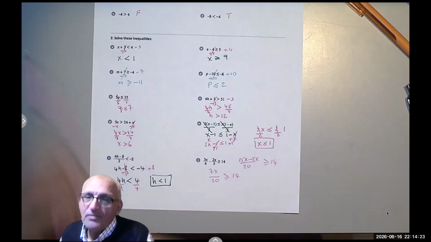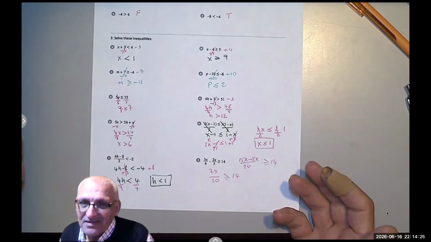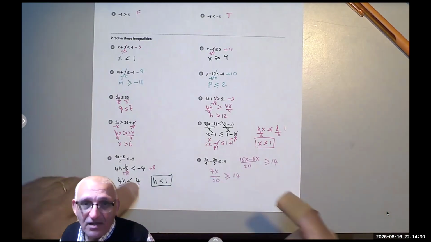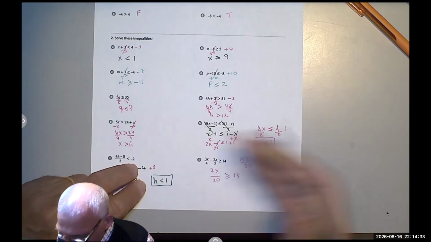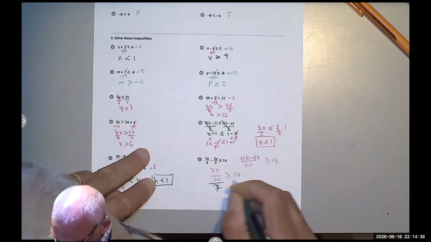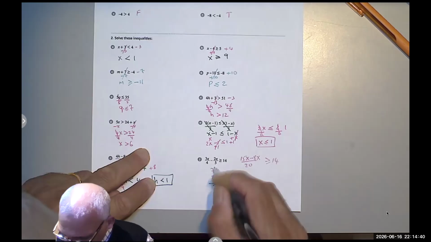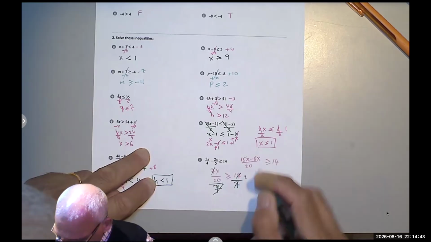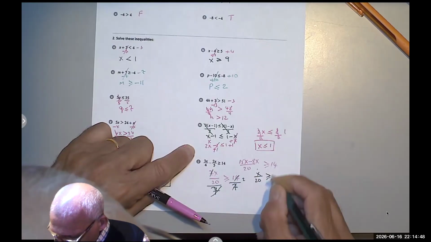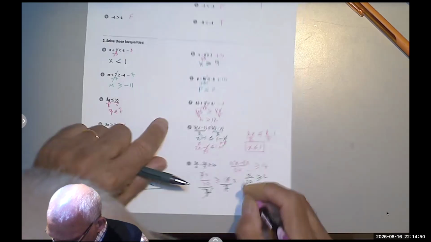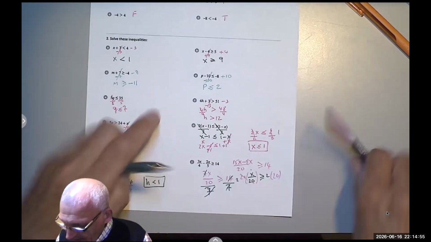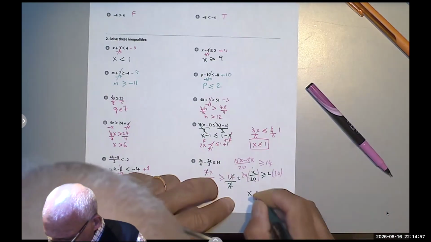Notice most people will multiply by 20 both sides, but why use large numbers if I see that 14 is 7 times 2? So I simplify by dividing both sides by 7, in which case that would be 2. So I get x over 20 is greater than or equal to 2. And finally, I multiply both sides by 20. And I get x is greater than or equal to 40.